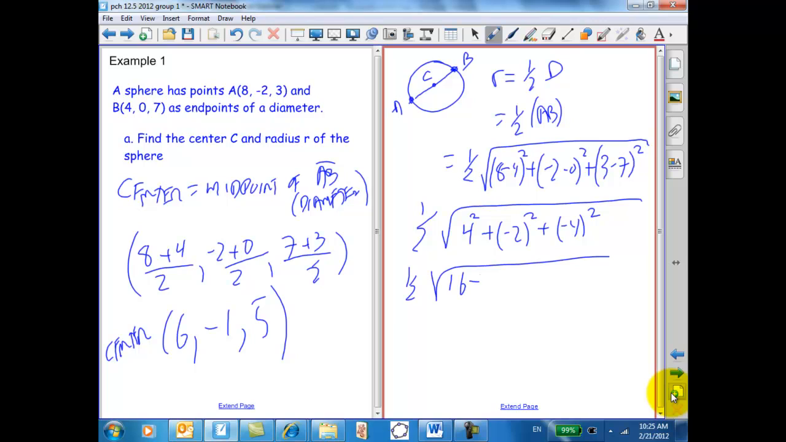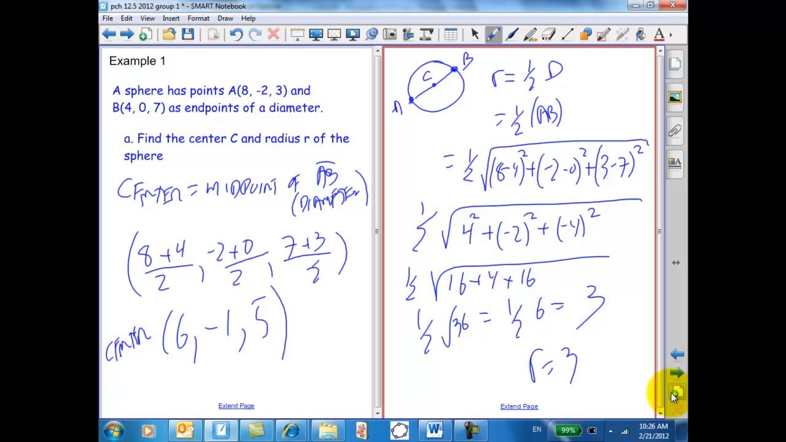Half of the square root of 16 plus 4 plus 16. Half of the square root of 36 is half of 6, which is 3. So we have a radius of 3. The diameter was 6, the radius was equal to 3. Now, can you come up with an equation then for the sphere? Yes.